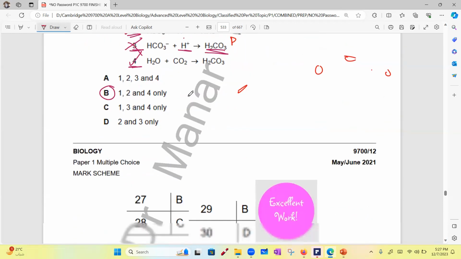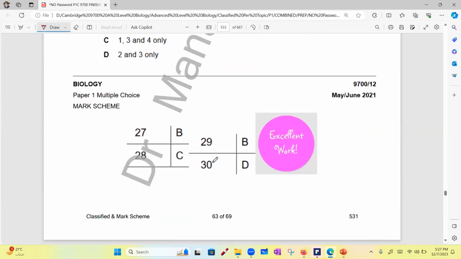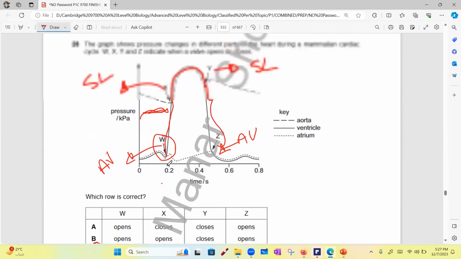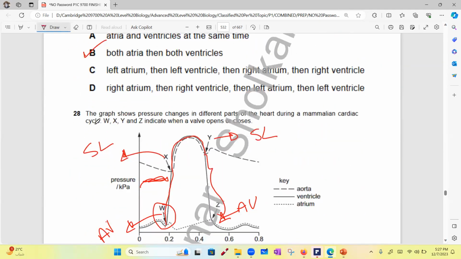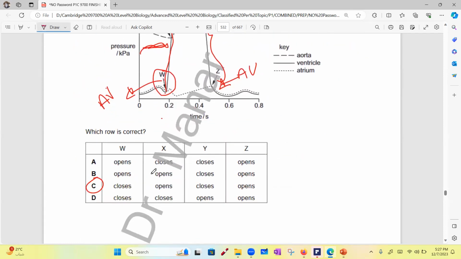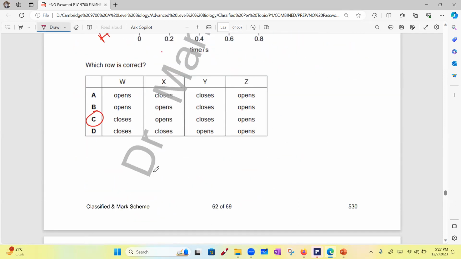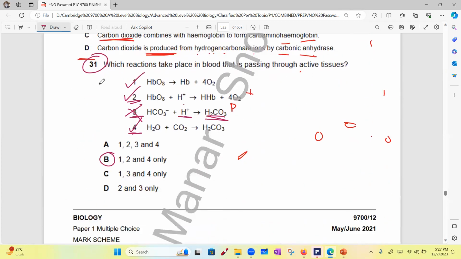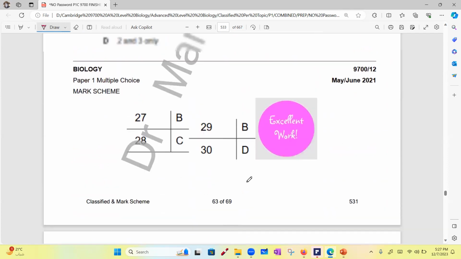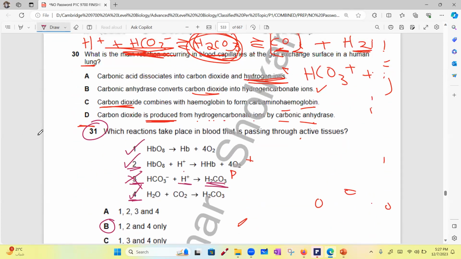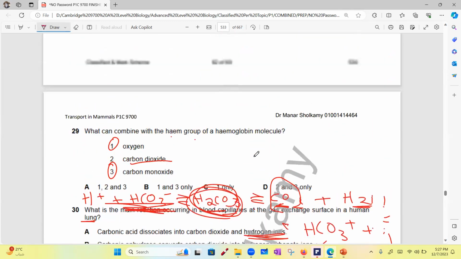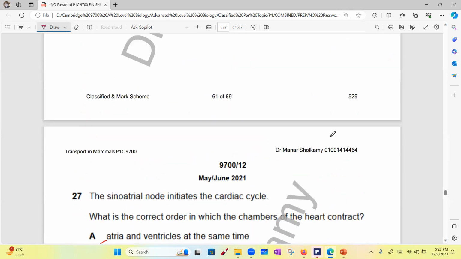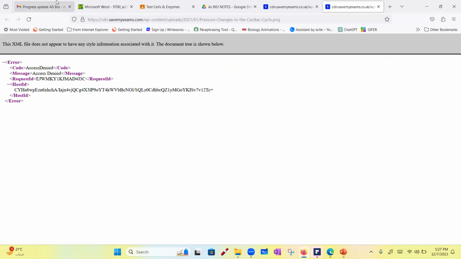Okay. So let's look. Where is 31? 27. Did we say 27 B? Yes. 27 right? We said 28 is C. Is it correct? Yes, all of the answers are correct. Where is 31? It's not there? What is this exam? It's May June 21, variant 2. Let's open it.